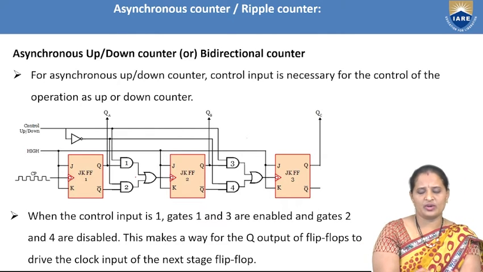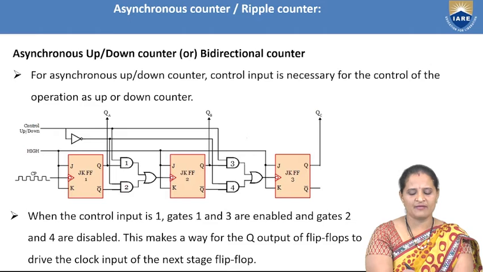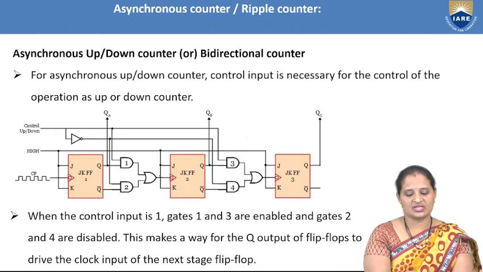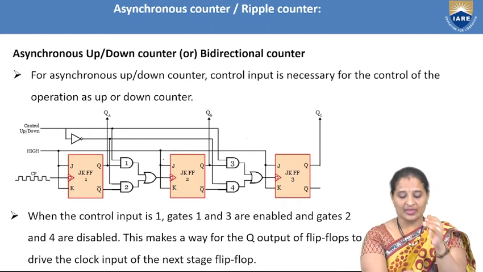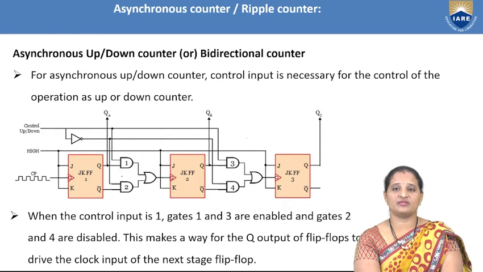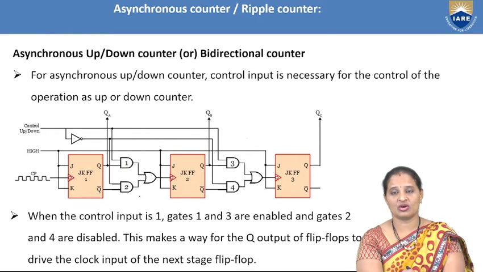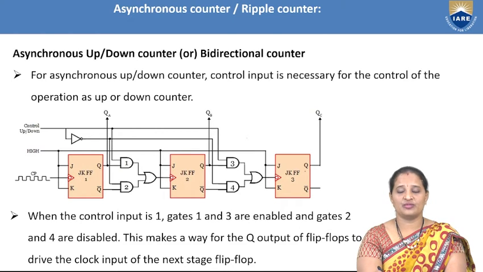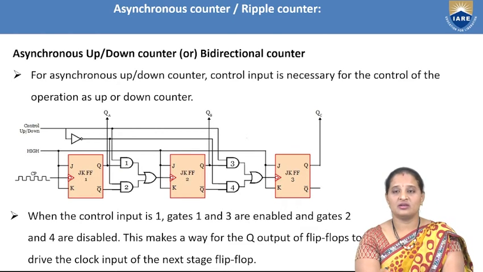Remaining everything is the same. We do have an AND-OR circuit which is connected. That means the control input along with the outputs of the flip-flops are given as input to the AND-OR logic, and the output of this AND-OR logic is given as the clock input to the flip-flops here, the second and third flip-flops.